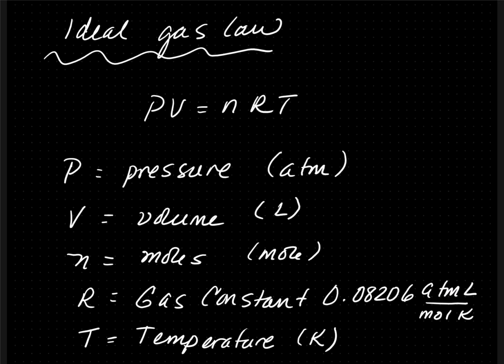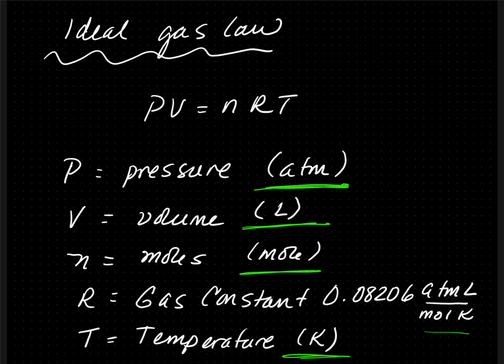P stands for pressure. In this formula, the pressure unit must be in atm. Volume V must be in liters. N, which stands for moles, must be in moles. Temperature is always in kelvins, because the units of the gas constant are atm, liters, moles per Kelvin. You need to memorize the gas constant R, which is 0.08206 atm liters per mole per Kelvin.